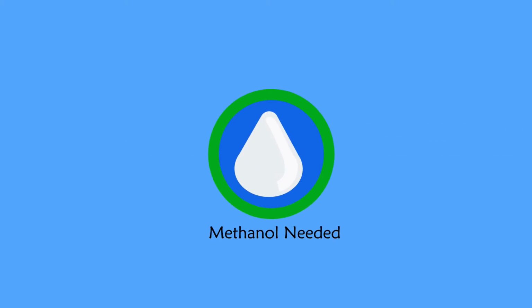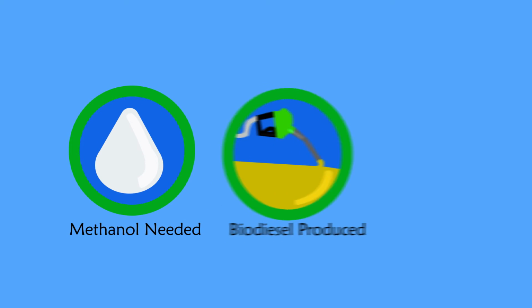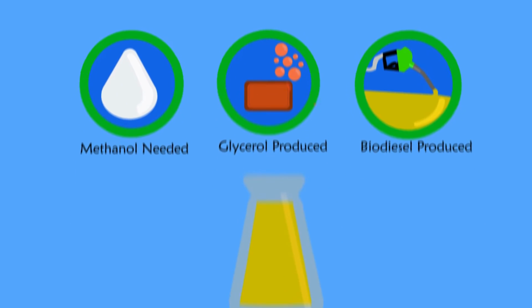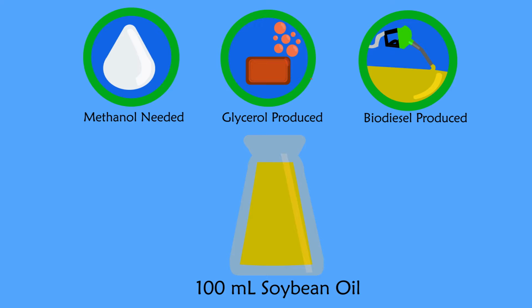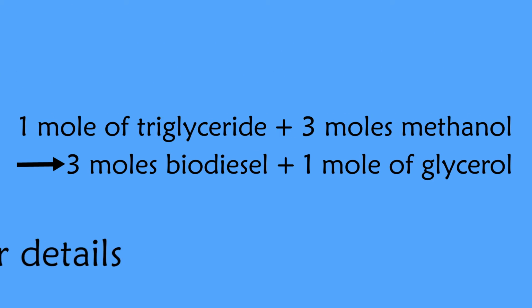In this lab, we will begin by calculating the mass of methanol needed and how much biodiesel and glycerol are produced from 100 milliliters of soybean oil reacted. The biodiesel transesterification is given by this chemical reaction.